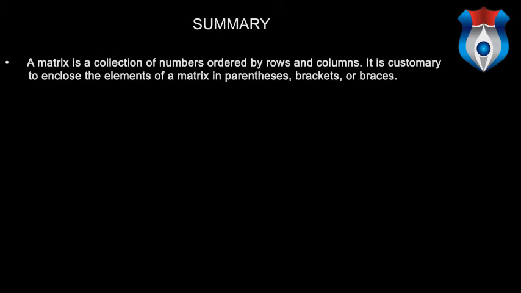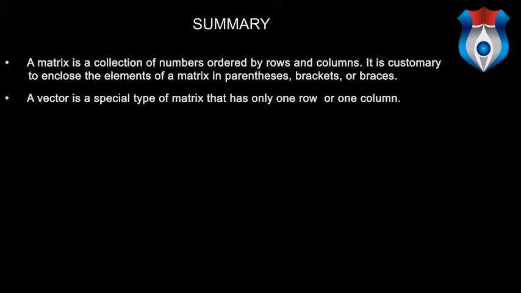Now, in the end, let us summarize what we have learned in this lecture. A matrix is a collection of numbers ordered by rows and columns. It is customary to enclose the elements of a matrix in parentheses, brackets, or braces. A vector is a special type of matrix that has only one row or one column. A scalar is a matrix with only one row and one column.